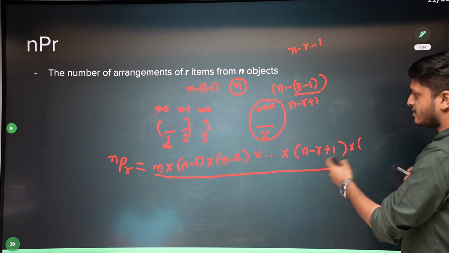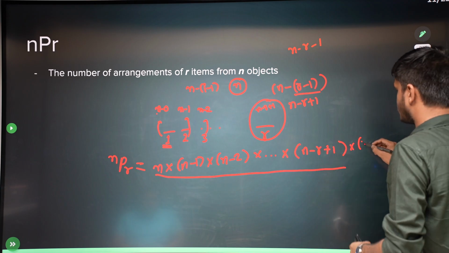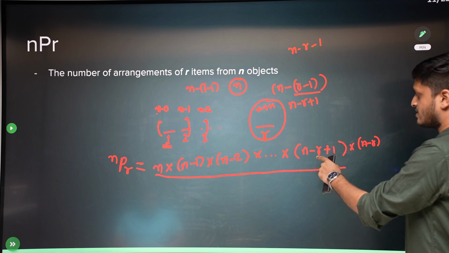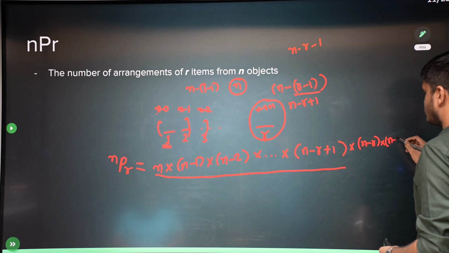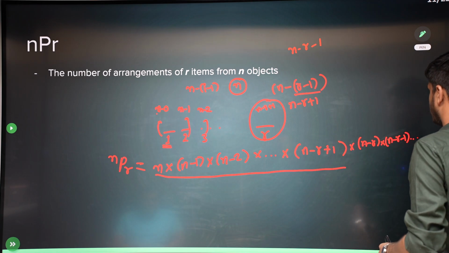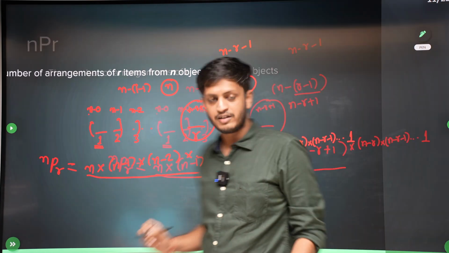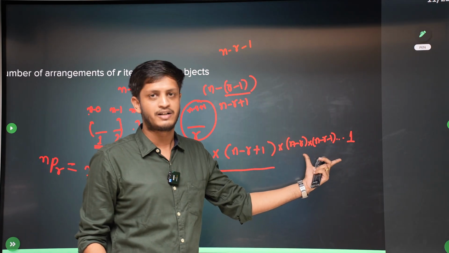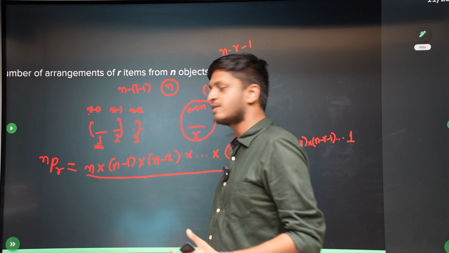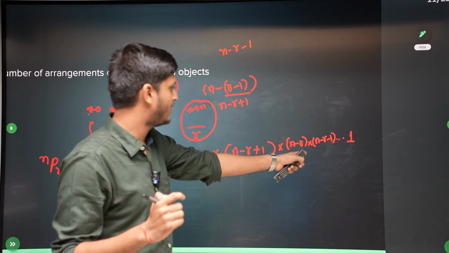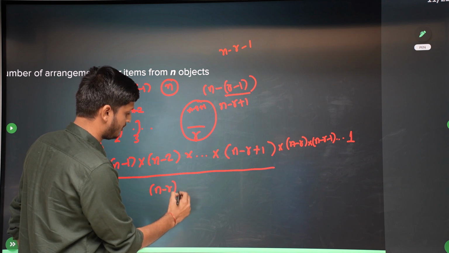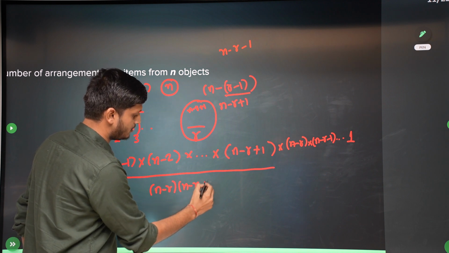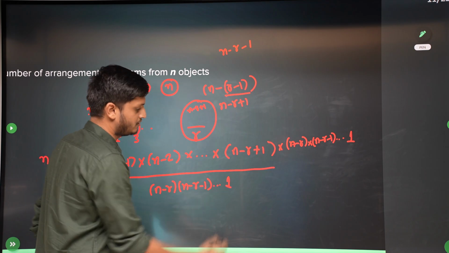So what will be the next lower number? It will be n minus r. Right? Just subtract 1 from it. The next number will be n minus r minus 1, and so on up to 1. I just multiplied this in the numerator, so that I can have all the numbers up to 1 in the numerator, and I will divide by the same numbers in the denominator, n minus r all the way up to 1.